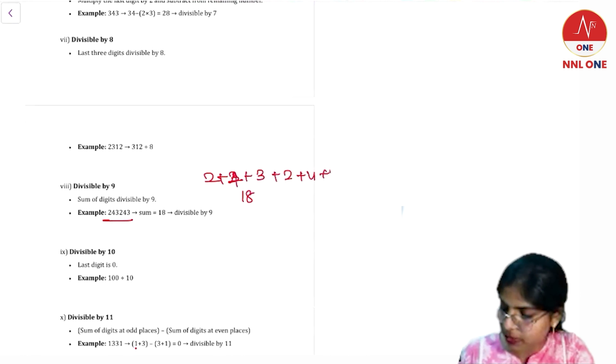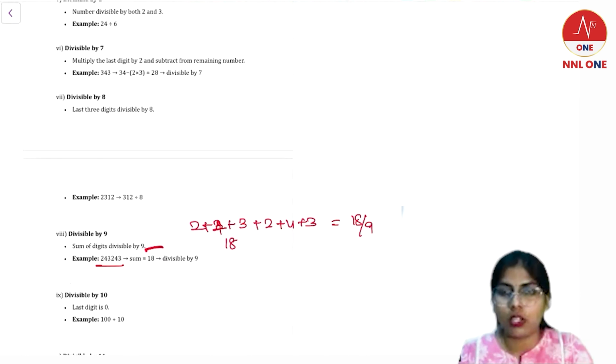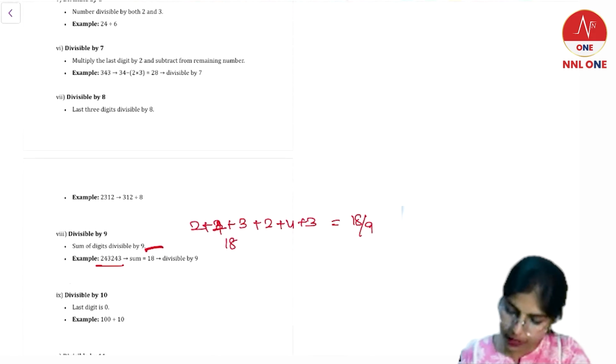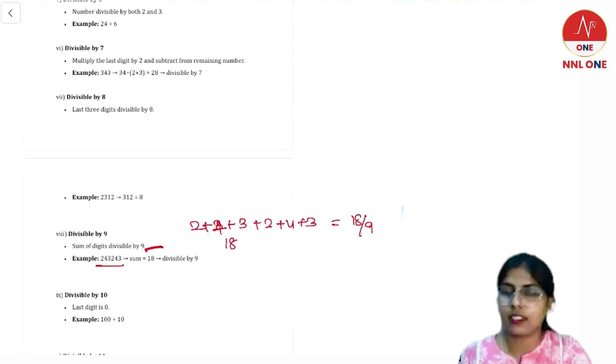Whereas for 9, take 243243. 2 plus 4 plus 3 plus 2 plus 4 plus 3, the sum of the digits is 18. It is the same as the divisibility rule of 9. That is, if the sum of the digits is divisible by 9, the entire number is going to be divisible by 9. For example, 2, 4, 3, 2, 4, 3. 2 plus 4 plus 3, 2 plus 4 plus 3. So the answer is 18. 18 is definitely divisible by 9. So the entire number is going to be divisible by 9.